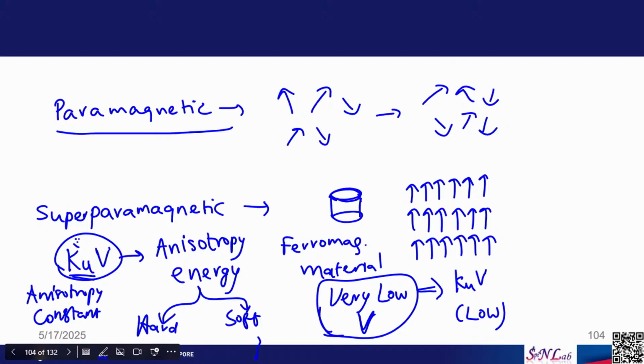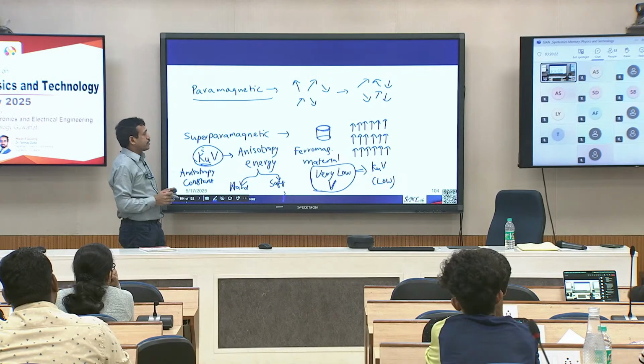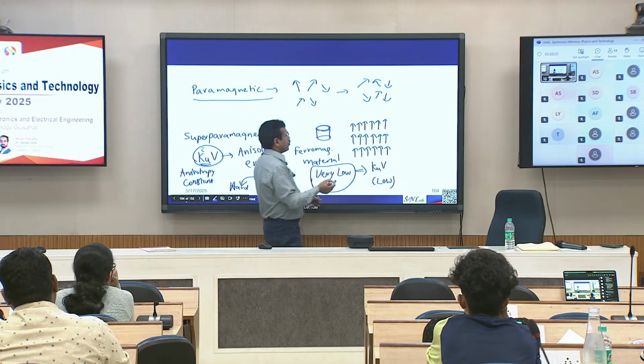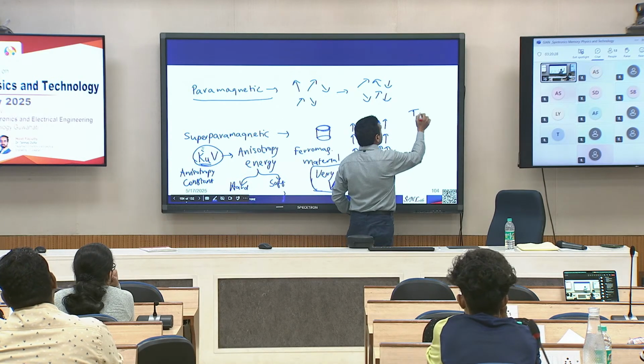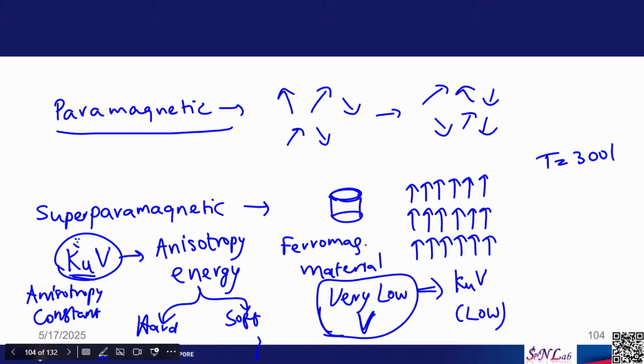Okay. So, there is one energy, anisotropy energy, that tries to keep the magnetization in a particular direction, but at room temperature, let us say 300 Kelvin, we have the thermal energy, which is basically Boltzmann constant multiplied by room temperature. So, there is a thermal energy. Okay. This thermal energy will compete with the anisotropy energy.